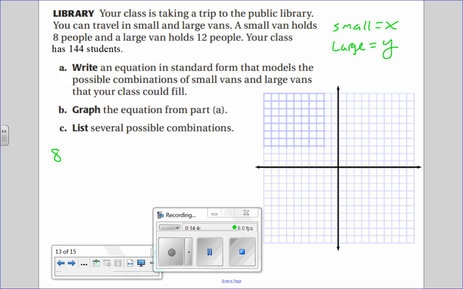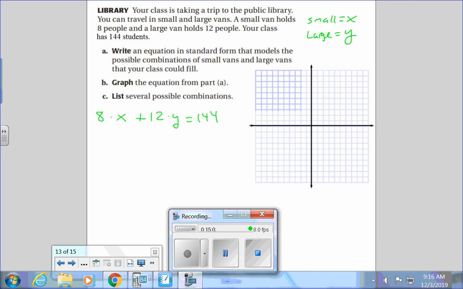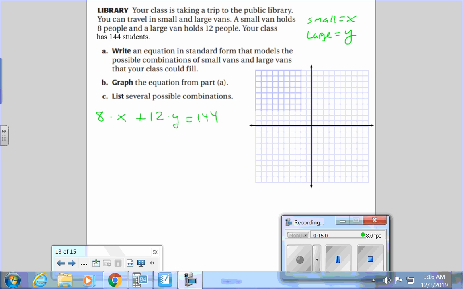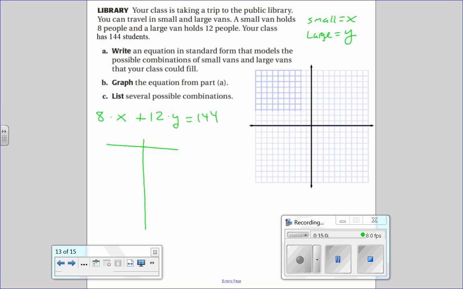Anybody know? So 8 people can fit in a small van. So you're going to do 8x. Very good. 12y. And that's going to equal your 144. We've actually done problems like this too. Remember student tickets and adult tickets on that one quiz? How many student tickets can you buy? How many adult tickets can you buy to total the round of total? Same thing. How many small vans can you take? How many large vans can you take to total the 144? You got to find combinations that work. I remember these were always frustrating, finding those combinations that work.